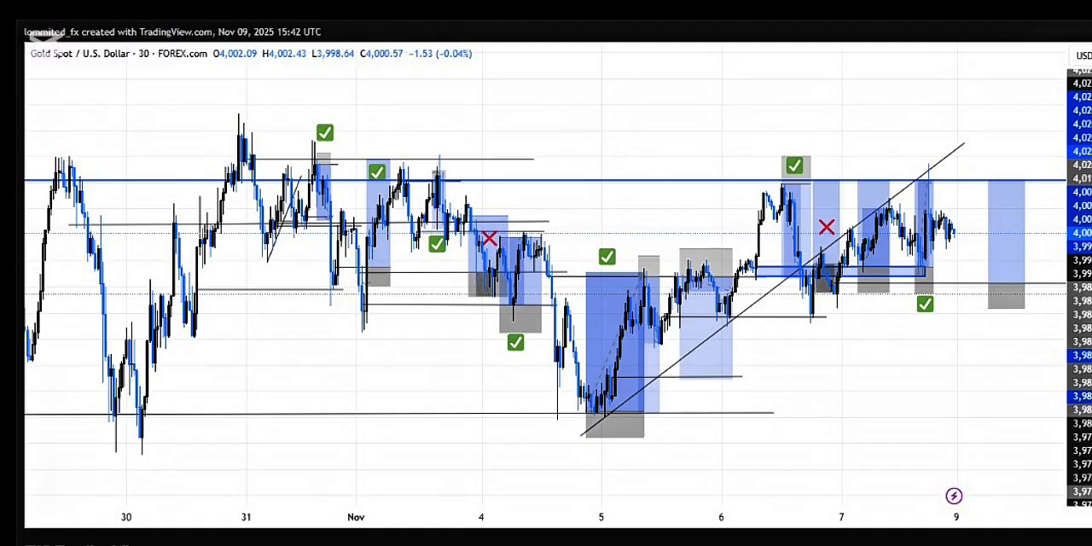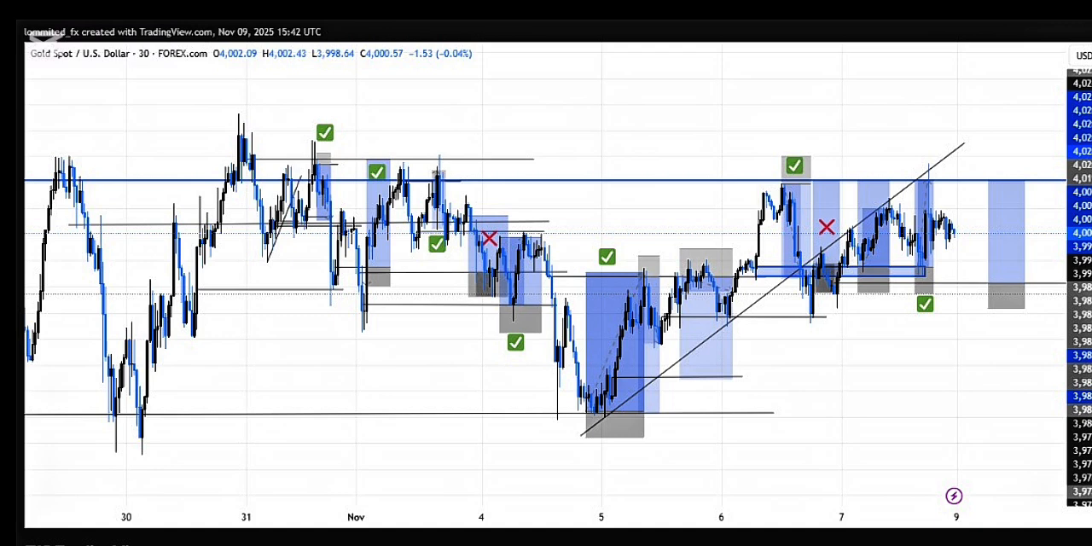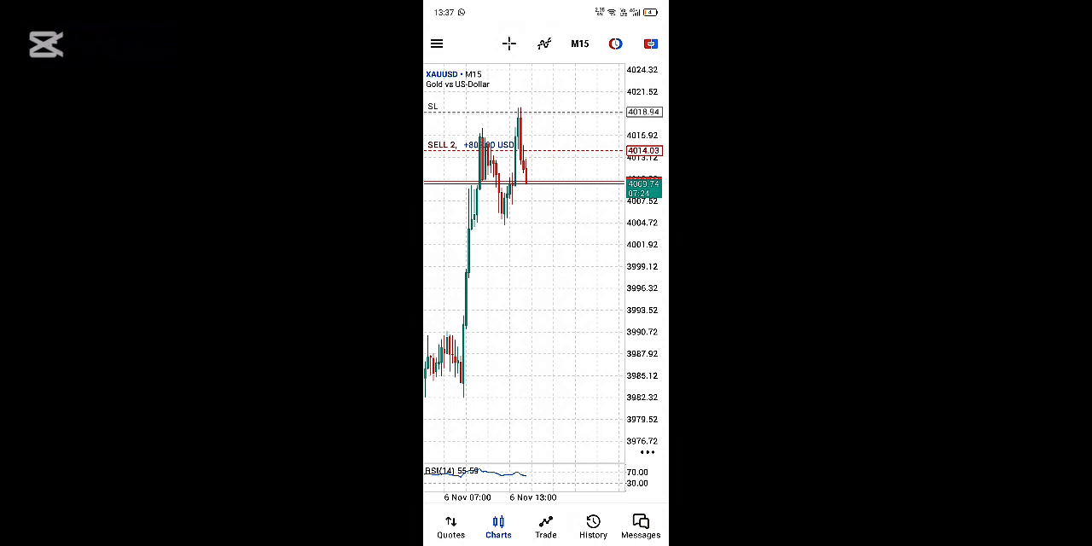Blue, shaded boxes seem to highlight specific impulse moves or areas of strong volatility that originated from a key price level. These often mark the true supply, demand zones or areas of strong institutional interest.